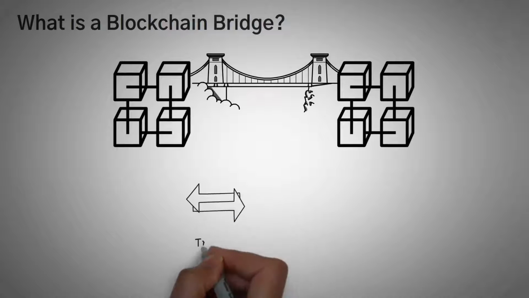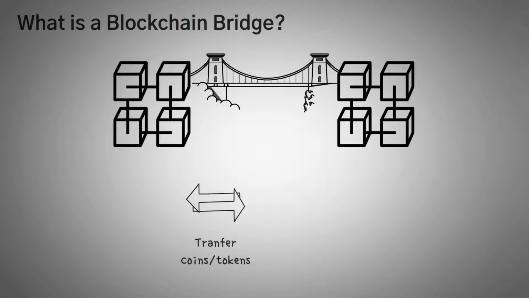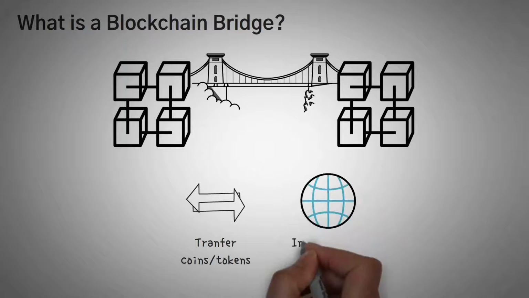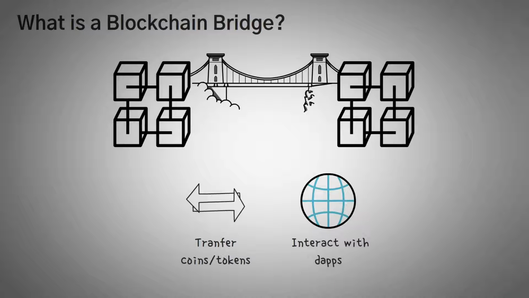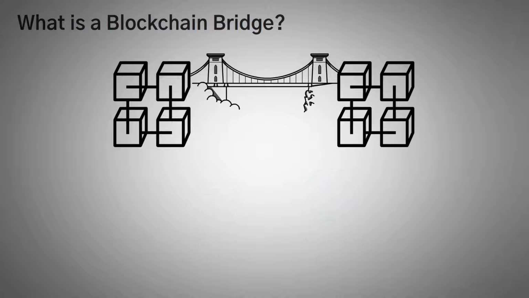What is a blockchain bridge? A blockchain bridge is a connection that allows the transfer of tokens or other data from one chain or network to another chain or network, which allows the ability to interact with another chain's decentralized applications.